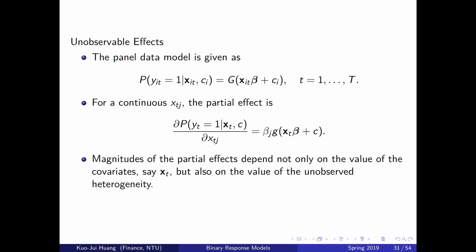If our dataset is in panel format, we might encounter an unobserved effects problem. For this case, we have a model like this: g of x beta plus c_i. c_i is the unobserved effect, and this term does not change over time. If you calculate the partial effect by taking the derivative with respect to x_tj, then you get this term. And obviously this term depends not only on the value of the covariates x_t, but also on the value of the unobserved heterogeneity c.